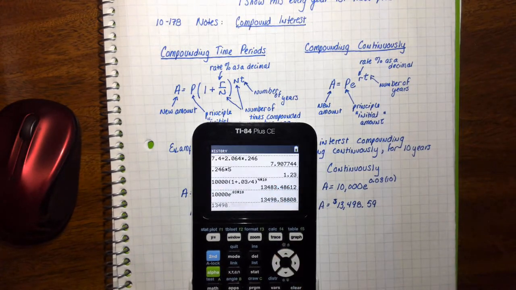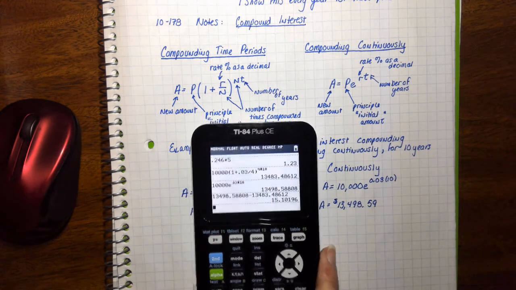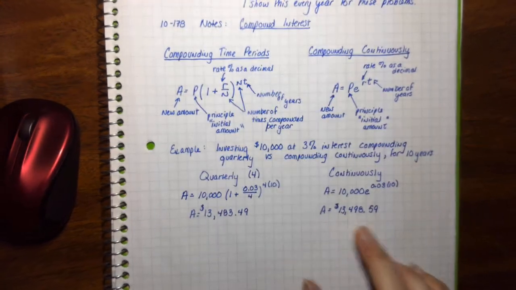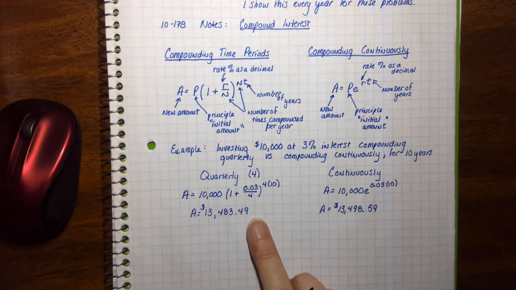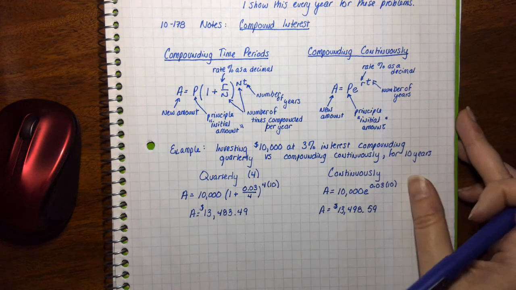So she gets about $15 more at the end of 10 years with compounding continuously versus quarterly. So it's not a huge deal, but still more money. And everybody wants more money.